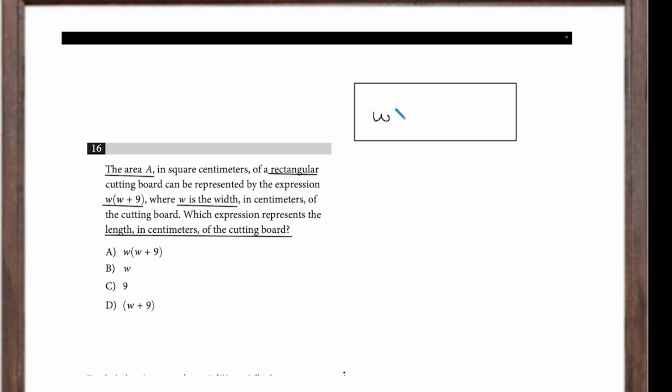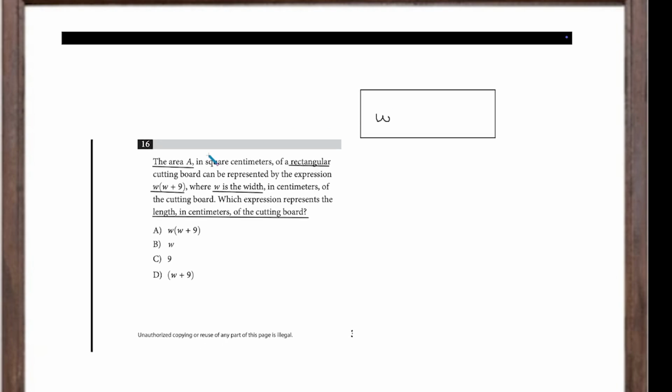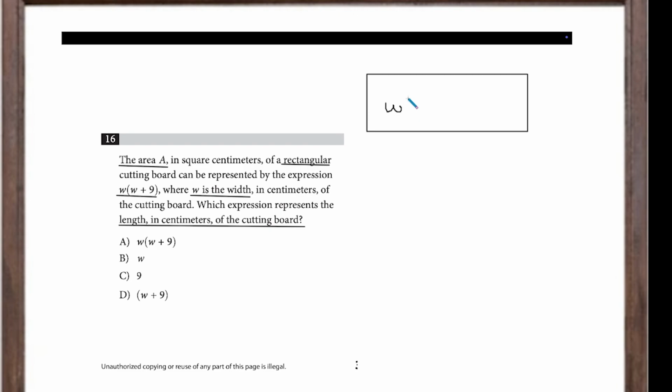So we know the area can be written as W times W plus 9, as shown by the equation in the question. So we're going to have W times W plus 9 in the center to represent our area. And then we know area is equal to, we can write this as a variable. So we have area is equal to width, which is W, times W plus 9.